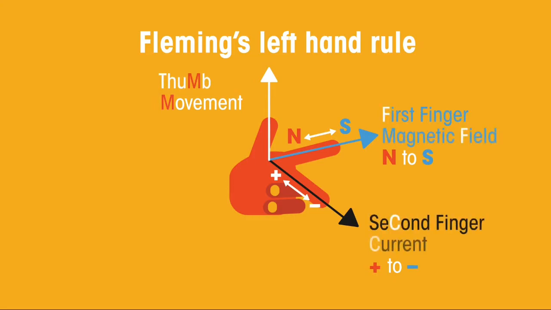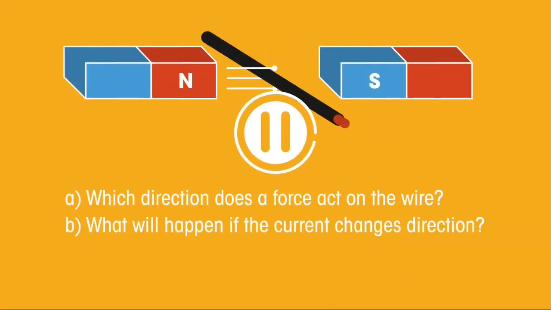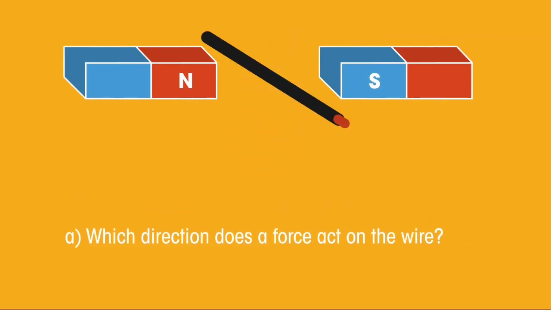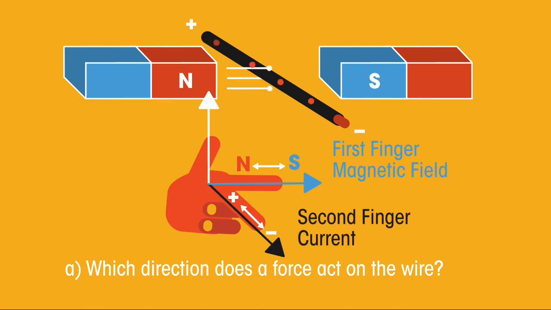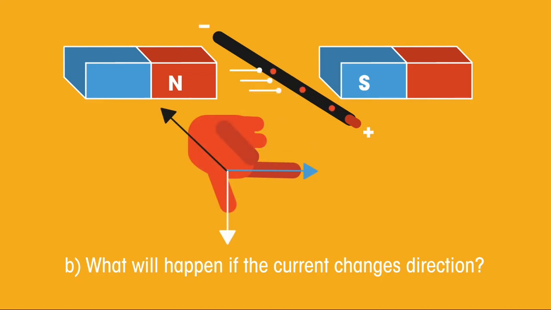Clear? The same we have to apply in the case of a conductor. We have to identify in which direction the force is acting. Which direction does the force act on the wire? See here, arrange these three fingers. We have to apply this finger arrangement. So we have to get the direction of the motion of the metallic rod. Then what will happen if the current changes direction? The current direction changes, which means it moves oppositely to before.